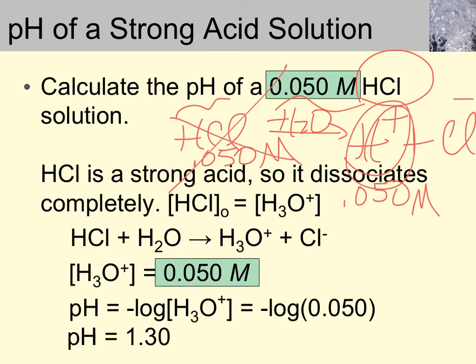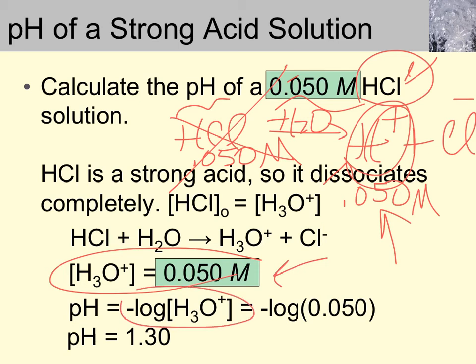Now, once we get into weak acids that do not dissociate completely, whatever concentration you start with of a weak acid is not going to be the concentration you end up with of hydronium ion. And remember, it's the hydronium ion concentration that determines the pH, nothing else. So now that we know the hydronium ion concentration to be 0.050, we can calculate pH simply by taking the negative log of it, and this solution would give us a pH of 1.3.